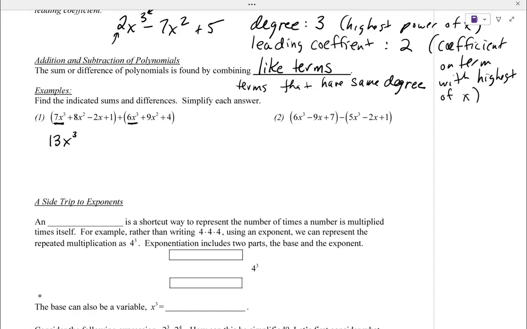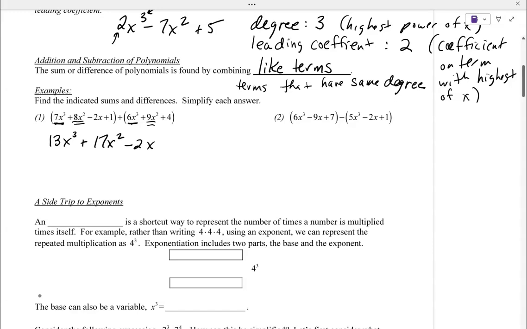What's another pair of like terms? Good. The 8x squared and the 9x squared. When we combine those two, good, 17x squared. Is there anything that's like the negative 2x in the other one? No. So we'll just have negative 2x then. There's nothing to add or subtract to it.